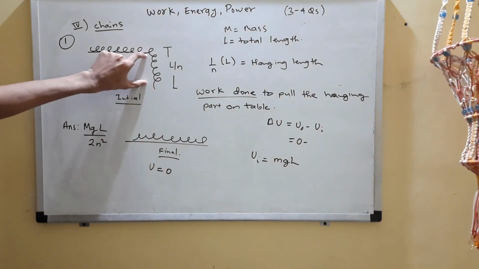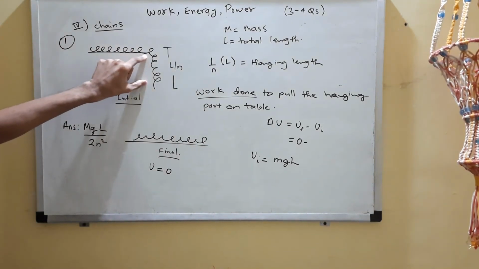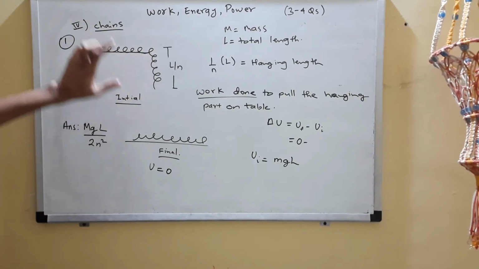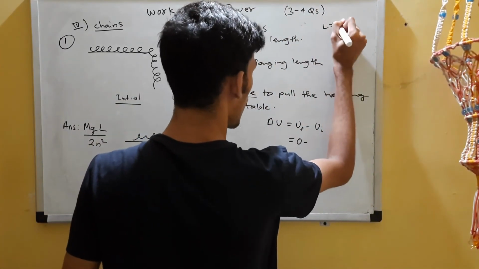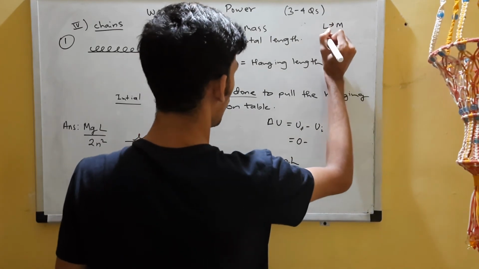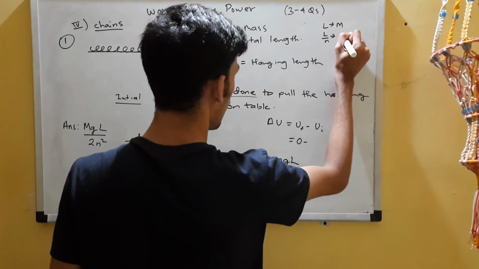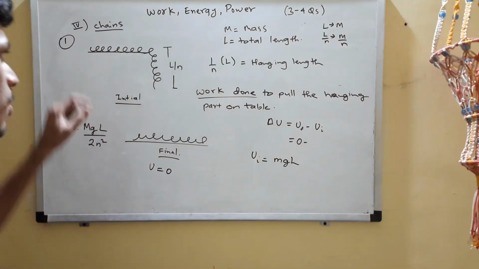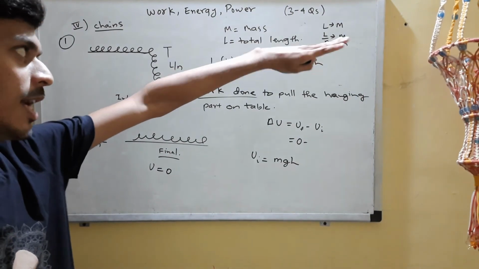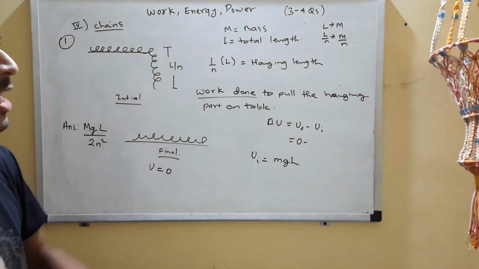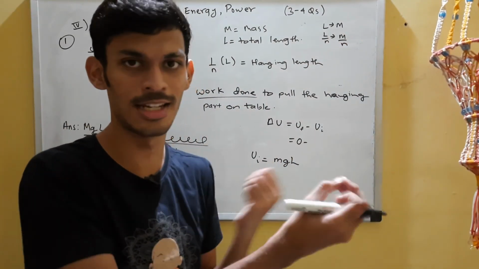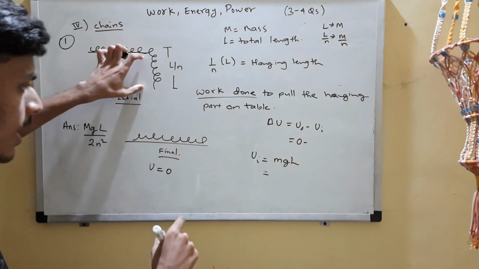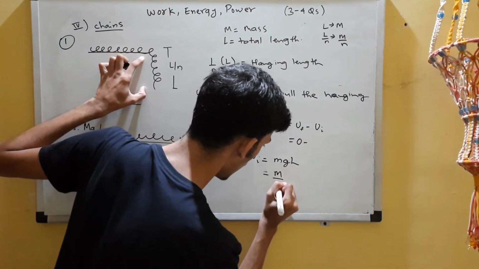If you see the hanging length, this is the part of which we are supposed to find the potential energy. So what is the mass of this length? If you see, the total length is L, for which mass is m, right? For length L by n, won't the mass be m by n? Correct? Yes. So basically it is linear. Your chain is linear. Suppose you make the hanging length half, then the mass hanging will also be half. There is a linear relation between length and mass. So our mass which is hanging in the initial configuration is m by n, right?